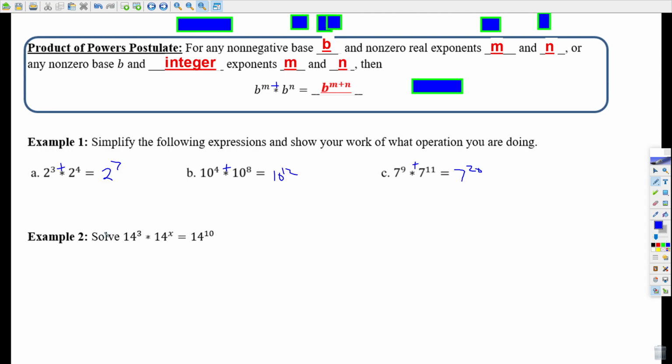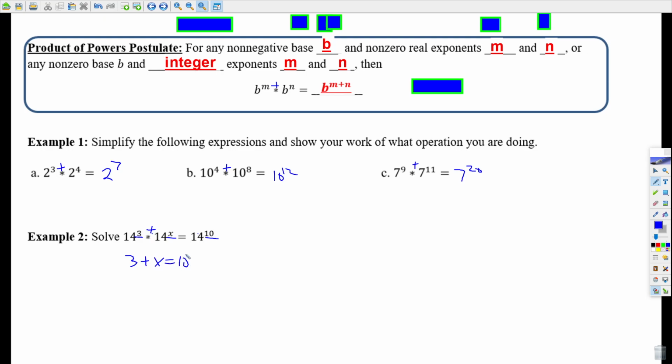Now down here, for example 2, we're going to solve this equation, trying to figure out what you would have to put in there for x. You might be able to look at this and immediately figure it out: 3 plus some number gives you 10. But there are also ways to do this when it gets more complicated, where you set up an equation. So you go through the exponents, 3, x, and 10, and make an equation. What would you do to these two exponents to get 10? You would add them together. So really what we're saying is 3 plus x equals 10. We'll write that out as an equation.